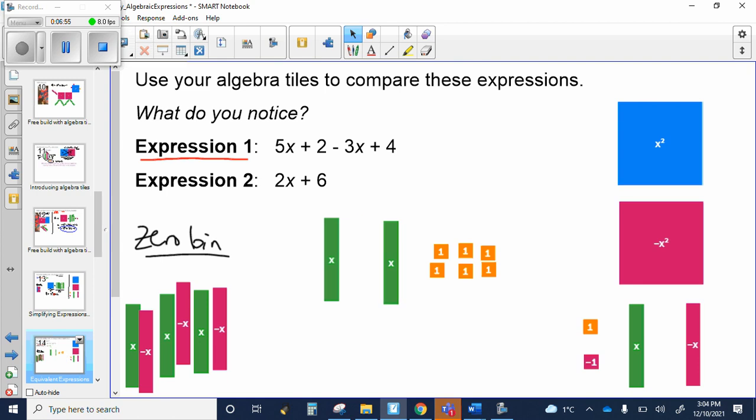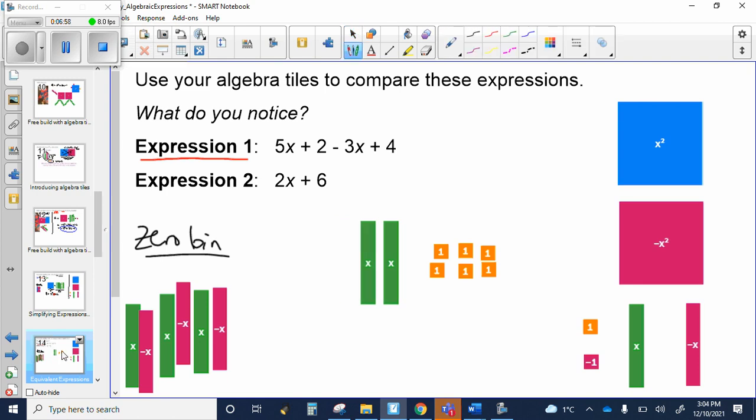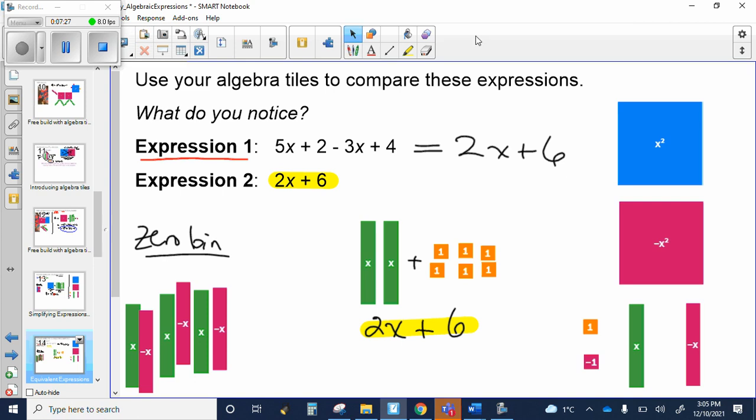What we have left are 2 x tiles plus 6 unit tiles. And there you go. Take a look at that. How do they compare? Well, those are the same expression. So what we're saying is that this is equal to 2x plus 6. After you've built out the visual, you've regrouped the tiles, putting all the like tiles or like terms together, you can then 0 pair things out, and then you can add up what you have left over.